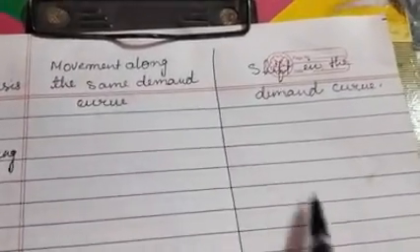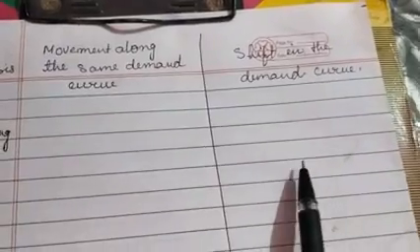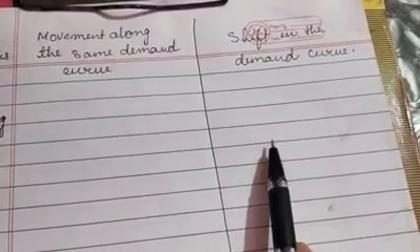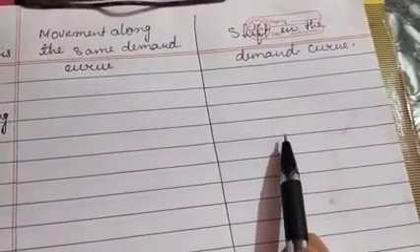Okay, then what do you mean by shift in the demand curve? That is also there with you. When the demand curve shifts due to all the factors other than price of the commodity, it is called shift in the demand curve. So the meaning of both is there with you people. So you will write down the meaning.